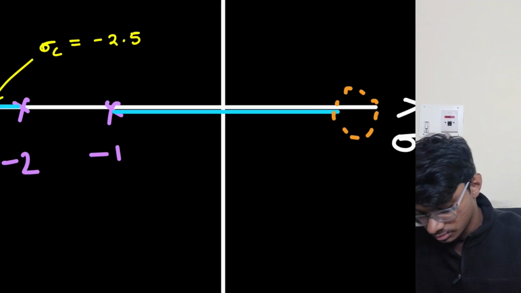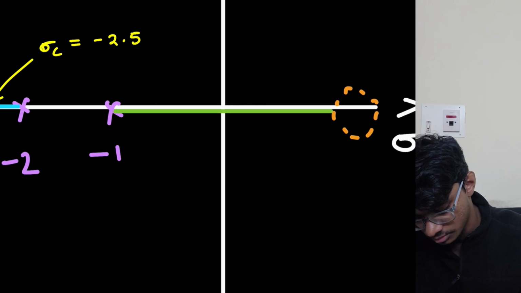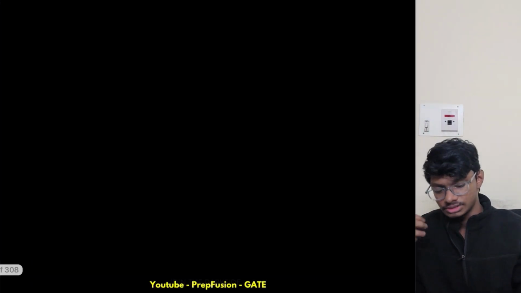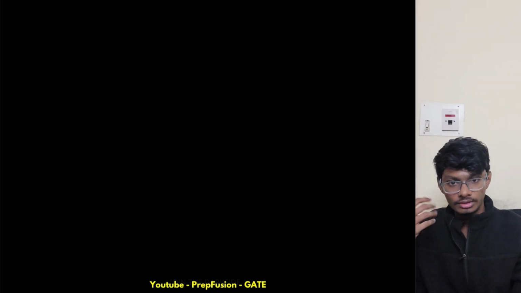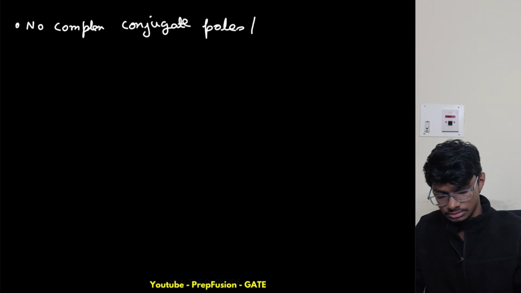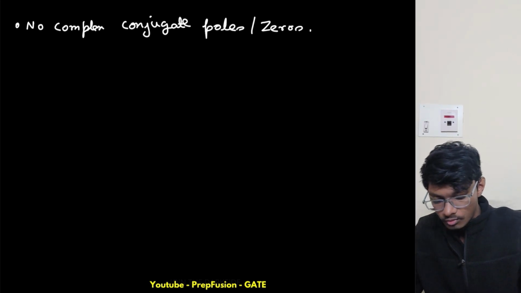And this will terminate here. So we can understand all of this. This will go to infinity. So step 4 you can skip, step 5 you can skip. In step 5, we don't have any complex conjugate poles or zeros. Okay, so that we don't have. Now we can skip this one.